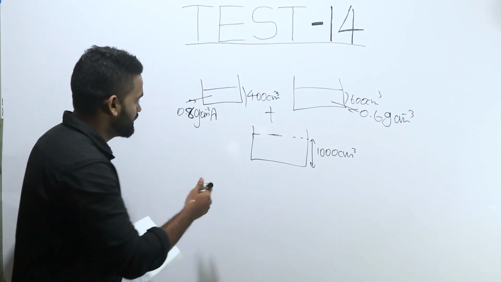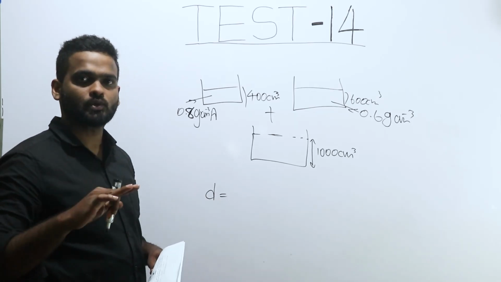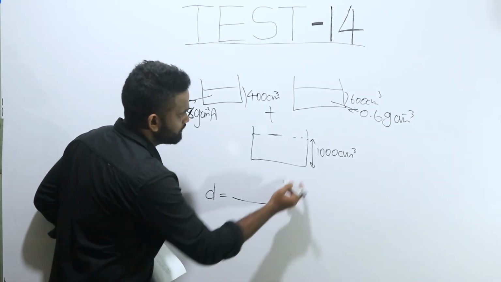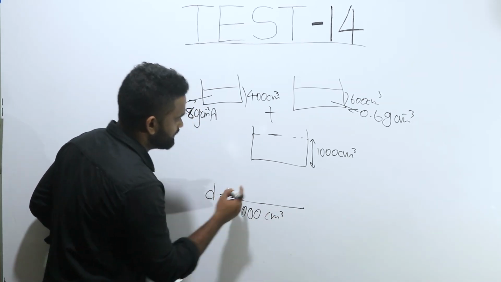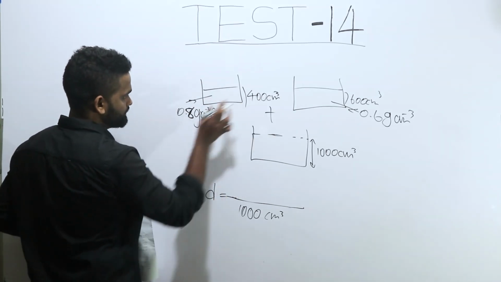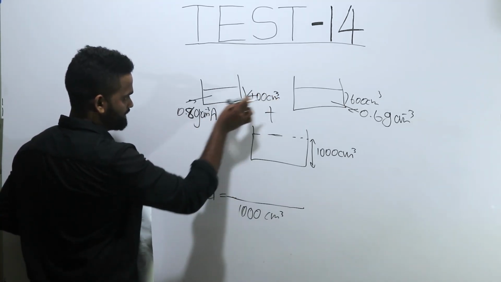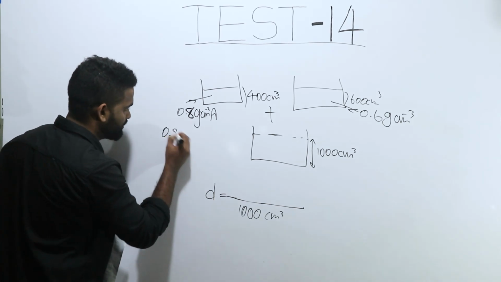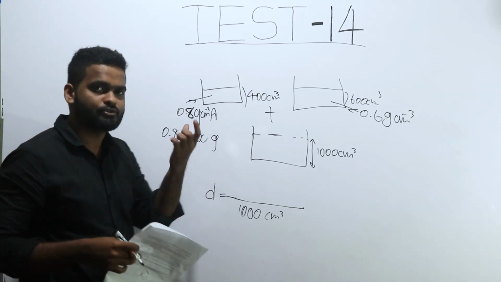So density of the mixture is equal to total mass divided by total volume. Total volume we know is 1000 cubic centimeter. Then we have to find total mass. Total mass here is, just multiply these two. Think about the units. Per cubic centimeter cancels off. What you get is mass in grams. So it is 0.8 times 400. The unit is gram, which means when you multiply these two, you get a mass.